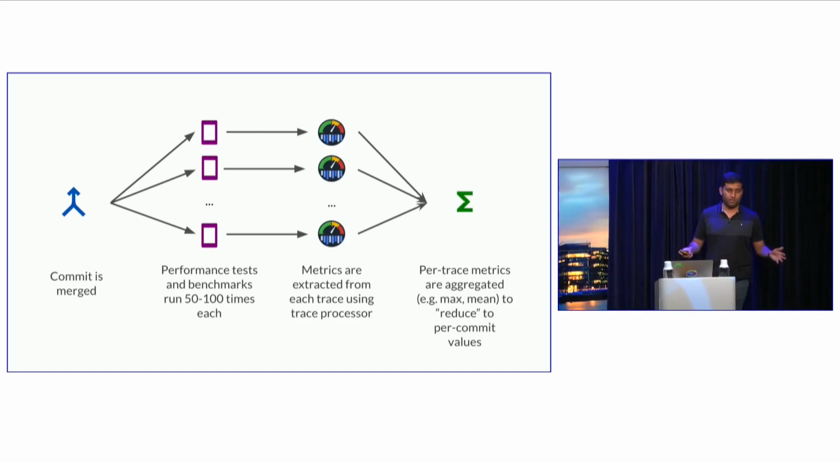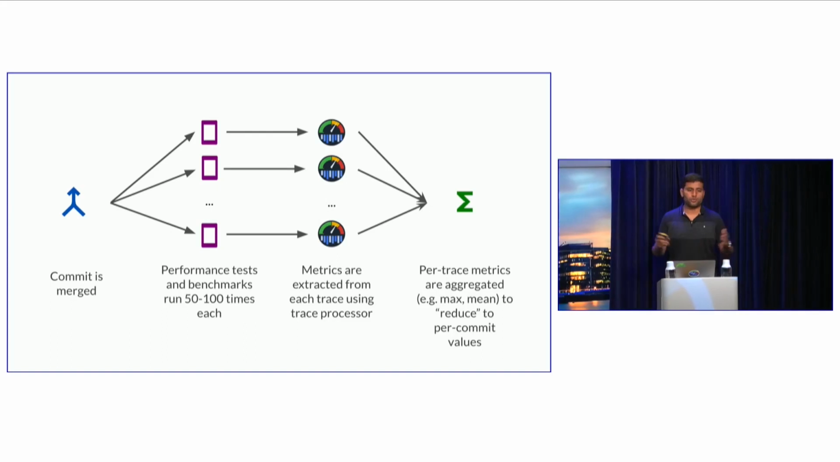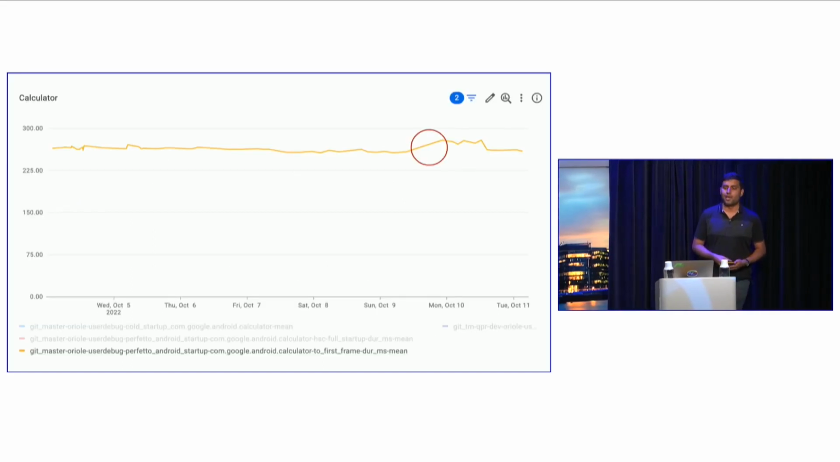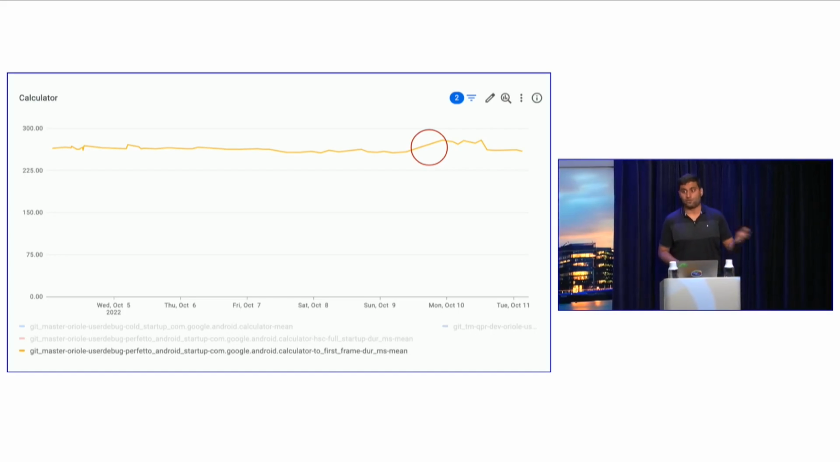You run every one of them through trace processor and then extract the metrics from them, the same sort of protobuf metrics that I showed you. And then you do some aggregation on those metrics. So you sum them or average them or whatever it might be. And then you can store that in some sort of metric time series system. And this is one of the dashboards that we have internally for the calculator app, which is tracking the app startup time over time.